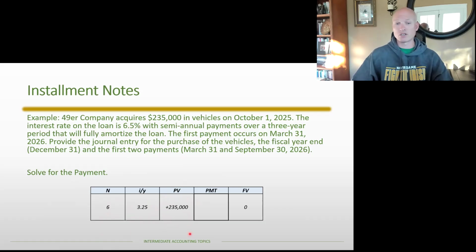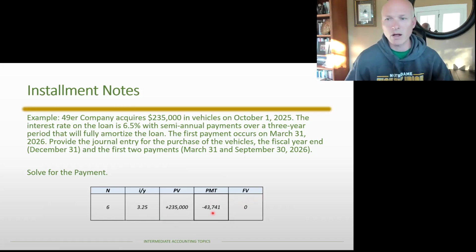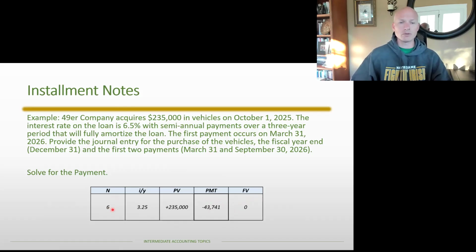Now, this is the full contract right here. So this isn't a matter of trying to figure out market rate or anything like that. This is the terms of the contract. This contract has been offered to you, so by definition it's the market rate. And then we go to solve that. The payment would be $43,741. And what this is going to allow us to do is pay off this debt over the course of the 6 semi-annual periods.